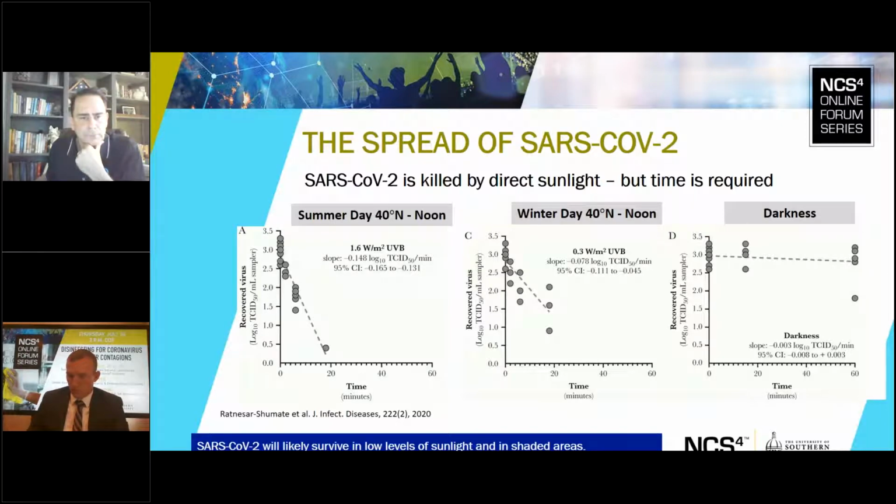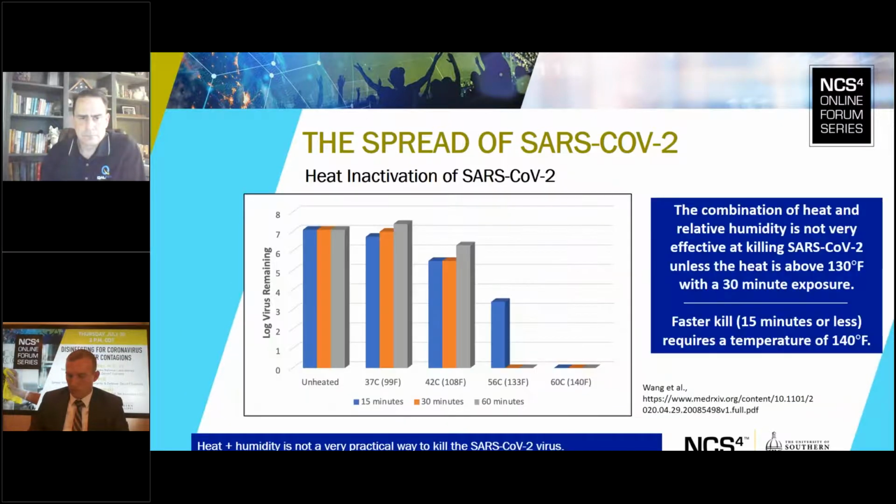However, on a winter day, it's not so good. There's still a lot of viruses left, even at noon on a winter day with that sunlight intensity. But even more concerning is if we get into darkness or a shady area, there's almost no viral kill at all. So yes, you can utilize sunlight in a lot of cases to kill the virus, but it has to be direct sunlight at a fairly high intensity.